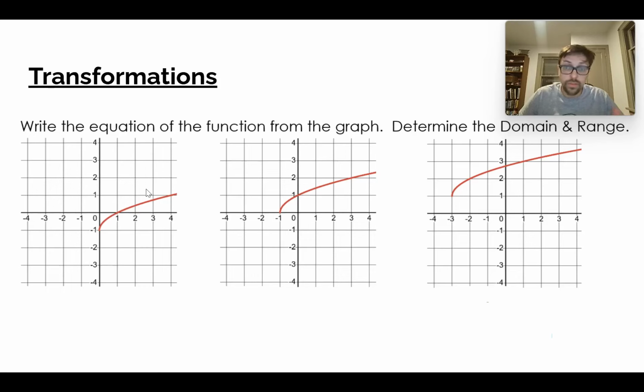Here we have a series of square root graphs. The first one is being shifted down one. Up and down is outside of our function and it goes the way we think. And so we want a -1 outside of our function so that we can go down. Notice the -1 is outside of the square root.